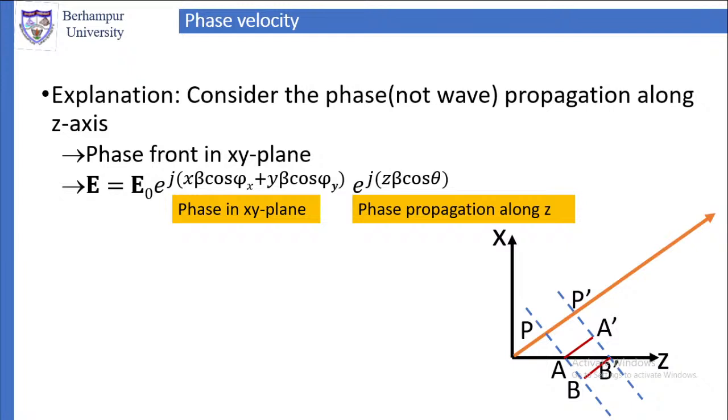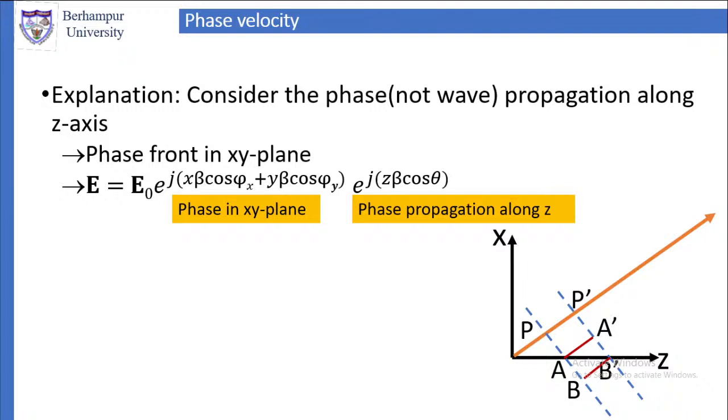Exponential j z beta cos theta is the phase propagating along the z direction. The rest of the part, exponential j (x beta cos phi x plus y beta cos phi y), is the phase in the xy plane. This phase part is moving with phase velocity in the z direction. So let us see that pictorially. Look at the picture given below.